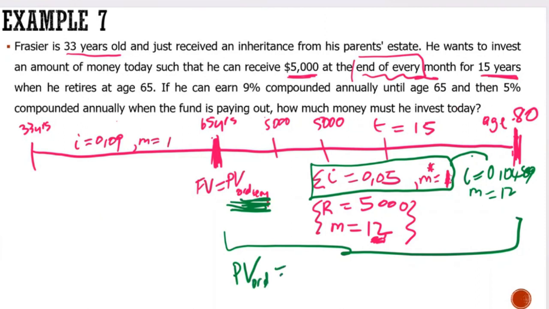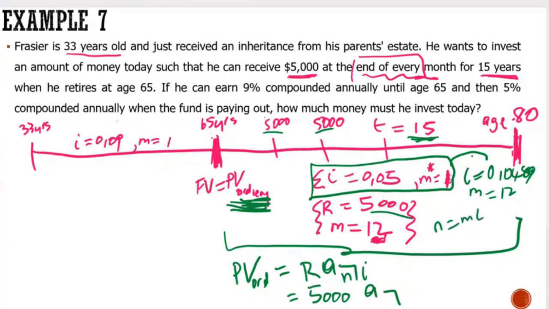Your PV ordinary is equal to R times a-angle-N. Your R is equal to 5,000. What is your N? Your N here is 15 times 12. Remember, whenever you've got N, it is equal to MT. Because everything is now compounding monthly, you're going to have 12 multiplied by 15 years, which is equal to 180.